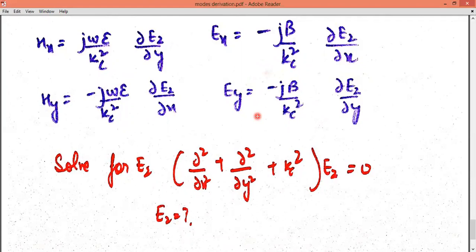In the next lecture, we are going to derive different modes for the rectangular waveguide. So thank you for watching this video.